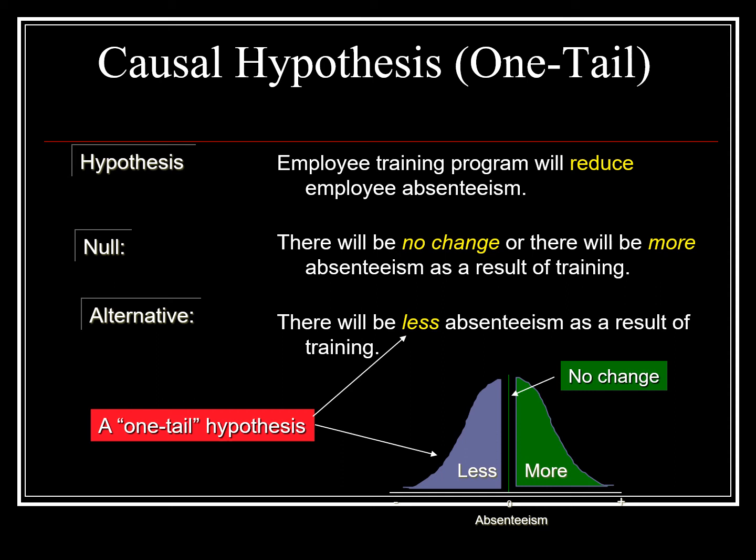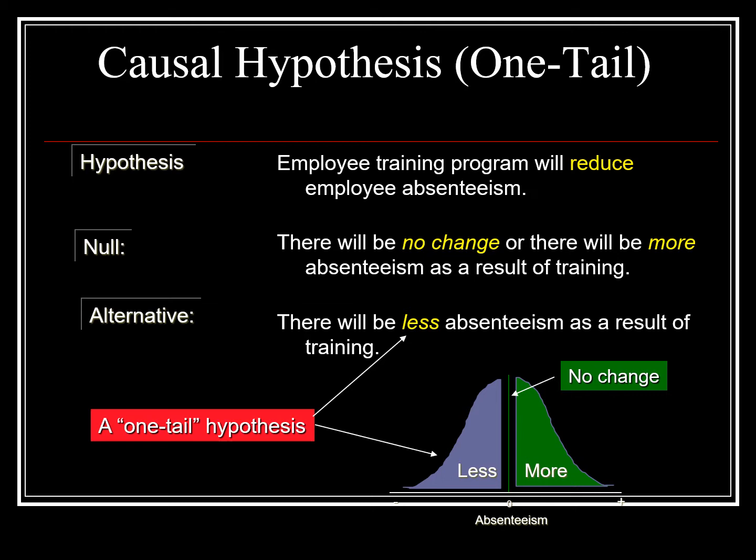So again, let's review the causal hypothesis, the one-tailed test. The hypothesis, for example, might be employee training programs will reduce absenteeism. That "reduce" tells us it's a one-tailed directional test. Employee training programs, that's our IV; it will reduce, that's our directional; employee absenteeism, that's our DV.